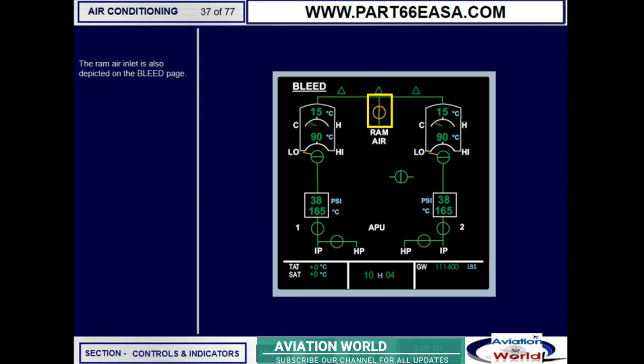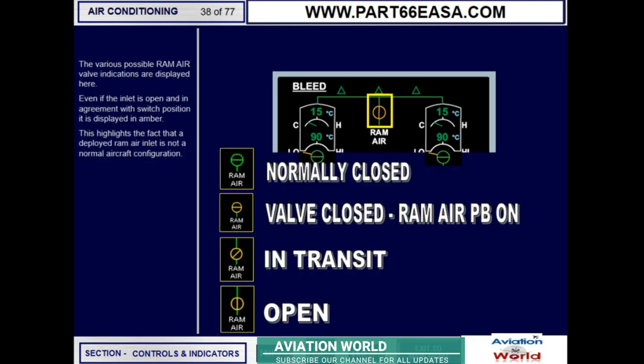The ram air inlet is also depicted on the bleed page. The various possible ram air valve indications are displayed here. Even if the inlet is open and in agreement with switch position, it is displayed in amber. This highlights the fact that a deployed ram air inlet is not a normal aircraft configuration.